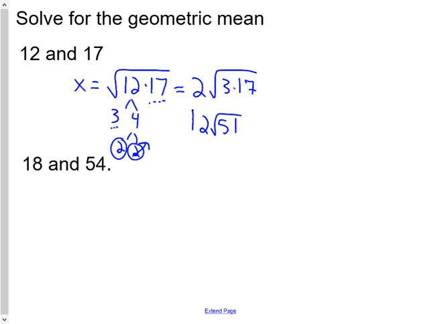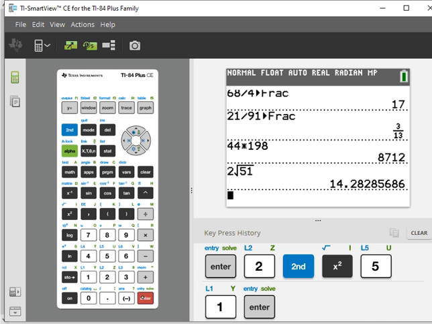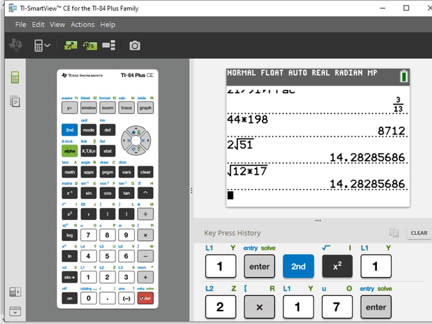How can you check these on your calculator? Might be a good question. Plug in 2 square root of 51 and compare that answer to the square root of 12 times 17. Make sure both 12 and 17 are under the square root. 14.28285686. They both match. So those are equal.